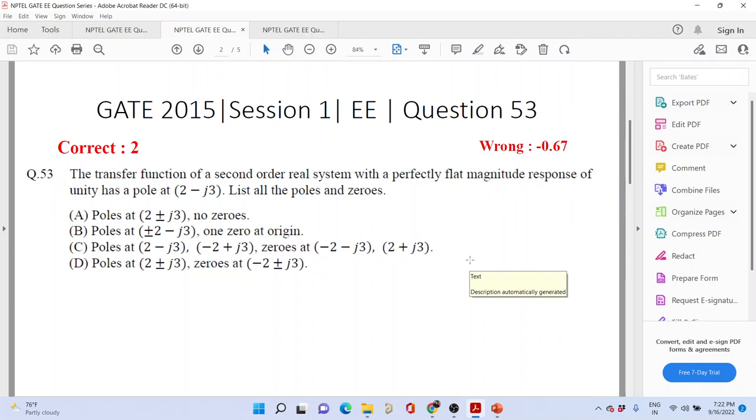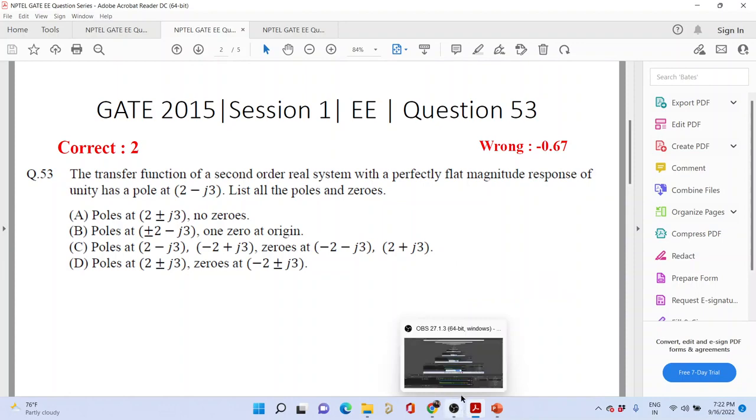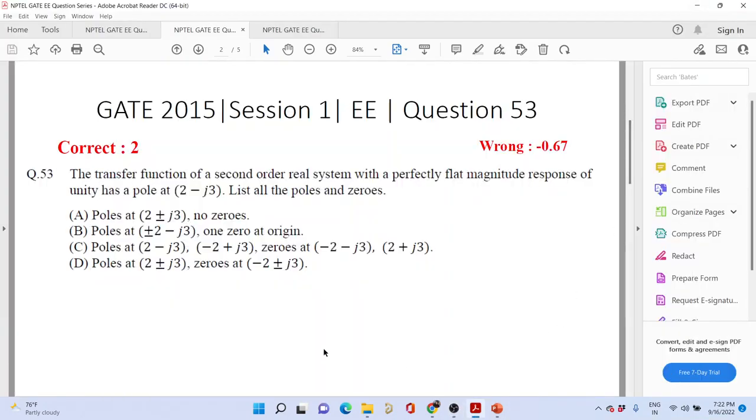Anybody with the answer yet? Option D. Option D. Okay, that is Shahadat, right? Who was that? Yes. Okay. So can you please explain why you have said it is D?